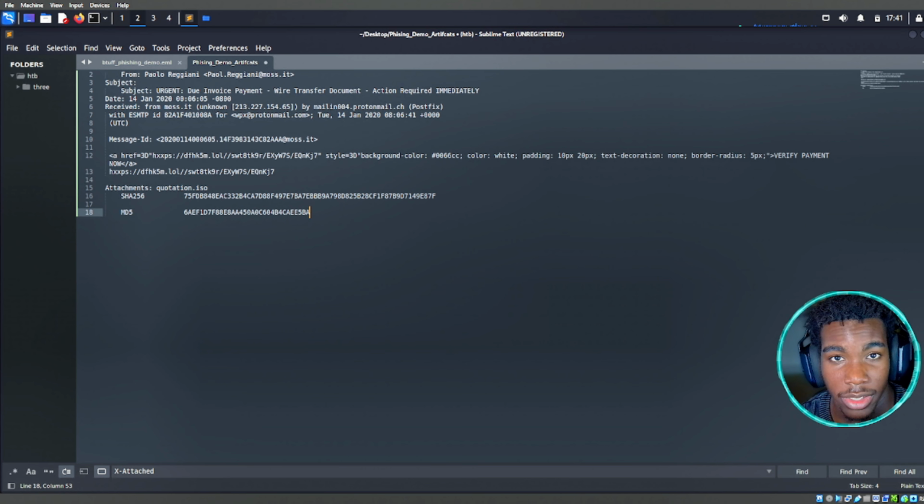Now that we've collected all the artifacts that we needed, from the email artifacts, the web artifacts, and the file artifacts, we can go ahead and move on to the next phase of that standard operating procedure, which is going to be sender verification.